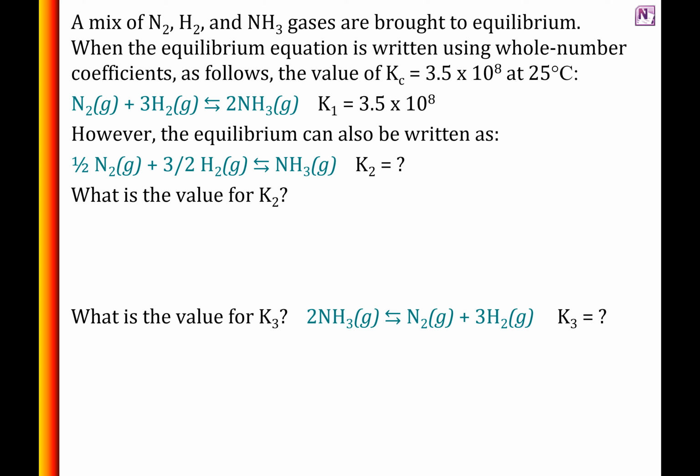Okay, so here's one for you to try. It says a mix of nitrogen, hydrogen, and ammonia gases are brought to equilibrium when the equilibrium equation is written using whole number coefficients as follows. The value of Kc is 3.5 times 10 to the 8th. It says, however, the equilibrium can also be written as, and they give you a second equilibrium, they want to know what is the value of K2, and then they give you a third equation, and they want to know what is the value of K3. So it's just a rearrangement of that same equation. Give this one a try. This should not be overly difficult, and let's see what you come up with.